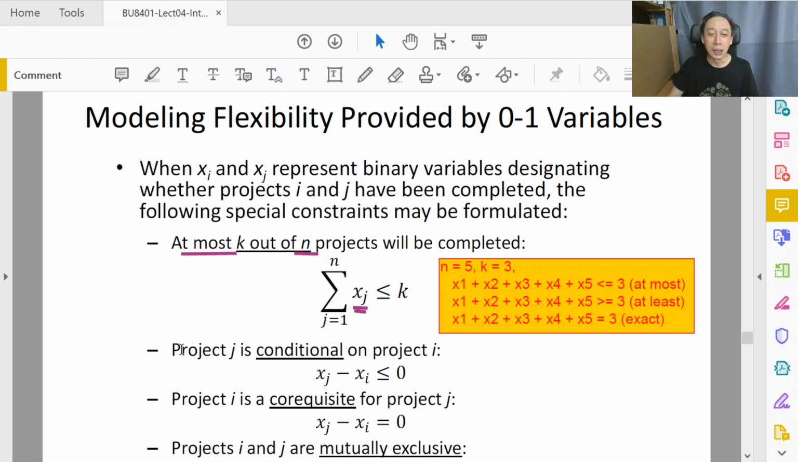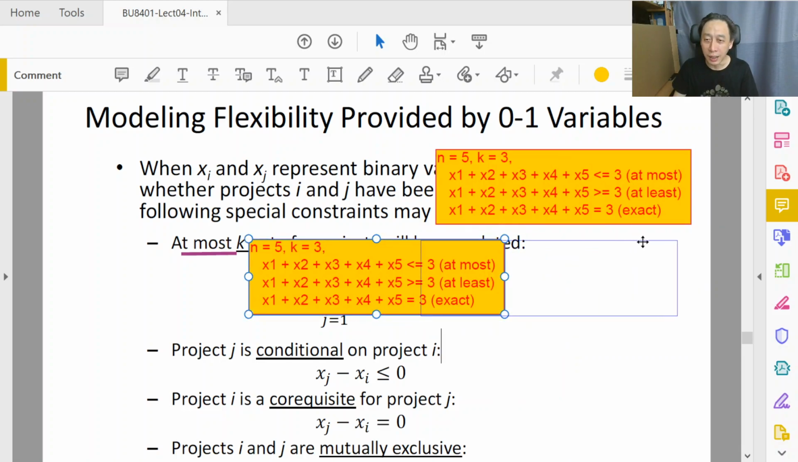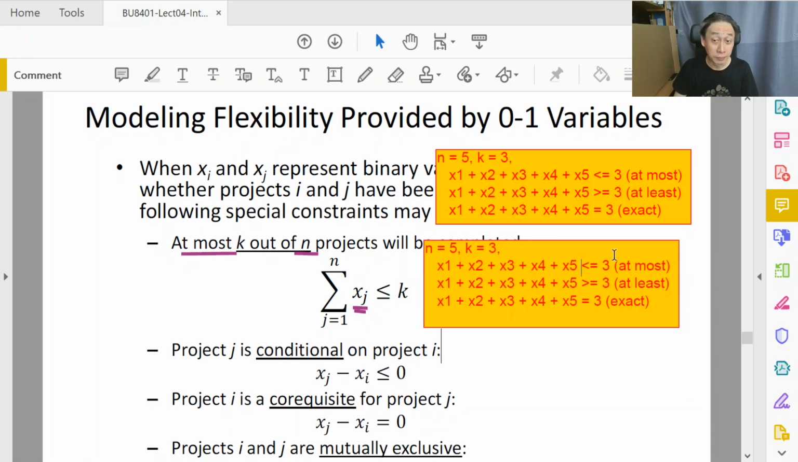So next is project j, that means xj, is conditional upon project i, and this is rather impactful. In other words, you may or may not choose project j, depending on whether you choose project i. So I like to think about it as project i is dominant. That means if project i is not chosen, project j is definitely not chosen.